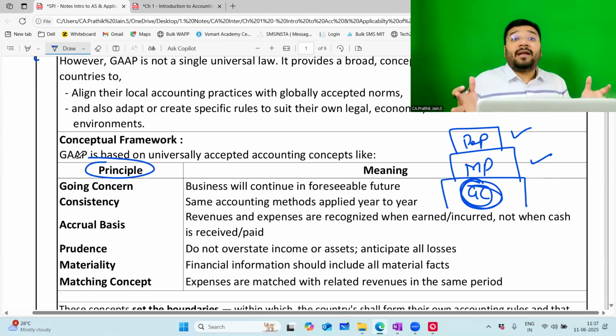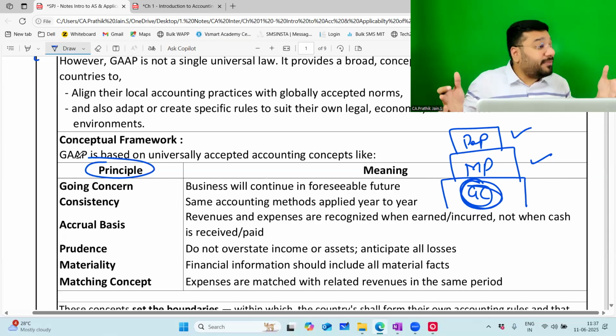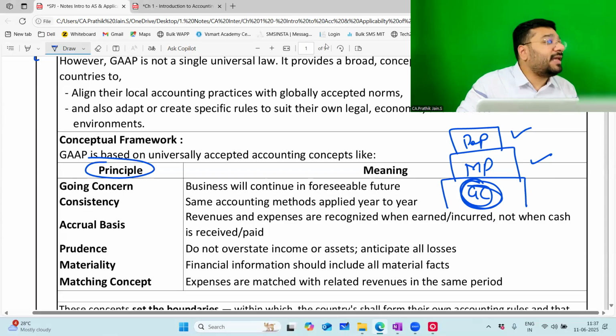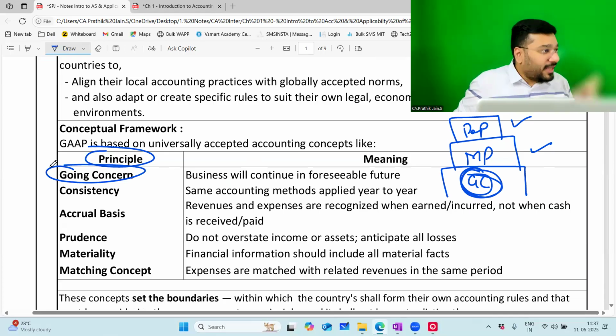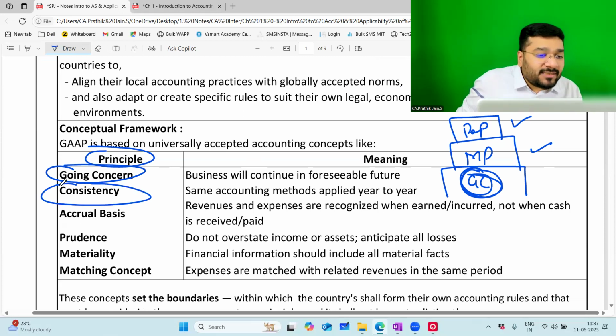And this gap cannot be made narrow because every country has its own economic challenges. So we had to make the gap very broad. We had to make the gap very flexible. Within this flexibility, you can try to modulate your standards depending on your country's economic, legal, and business circumstances, scenario, situations. So the concept of going concern was given by whom? GAAP. We accepted going concern as it is, where? In the accounting standards. So the going concern concept in the accounting standards, where did it come from? It came from GAAP. Second was consistency. What is consistency?